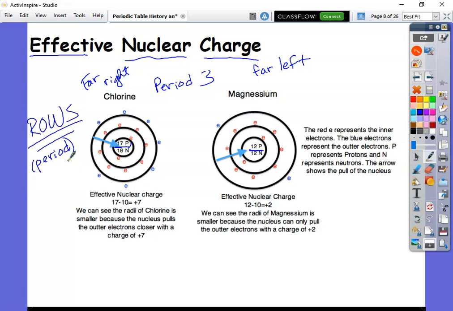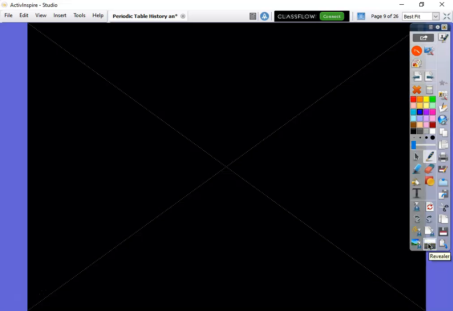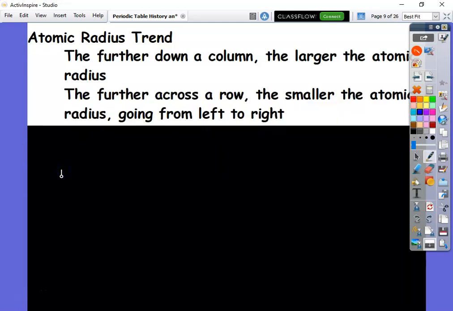Okay, so now that we have that background, now we're going to talk about the trends. So starting with atomic radius, the trend is that the further we go down a column or group on the periodic table, the larger the atomic radius. And the further across a row, going from left to right, the smaller the atomic radius.